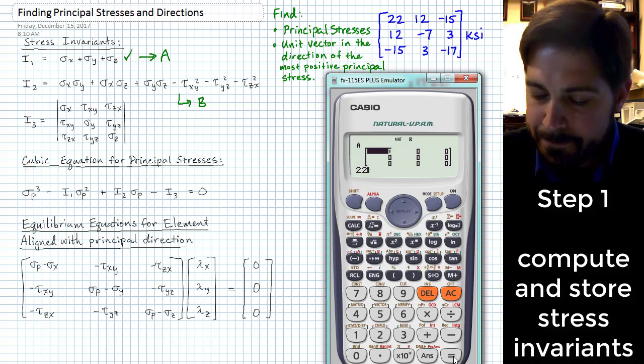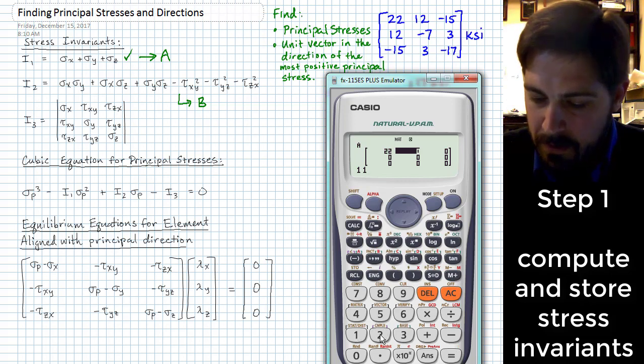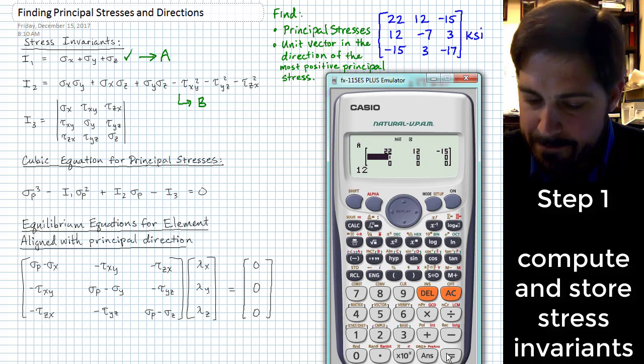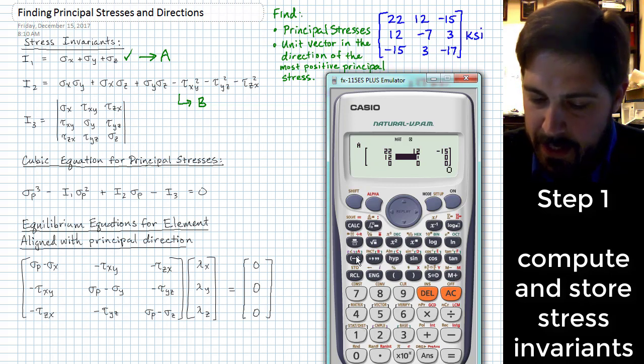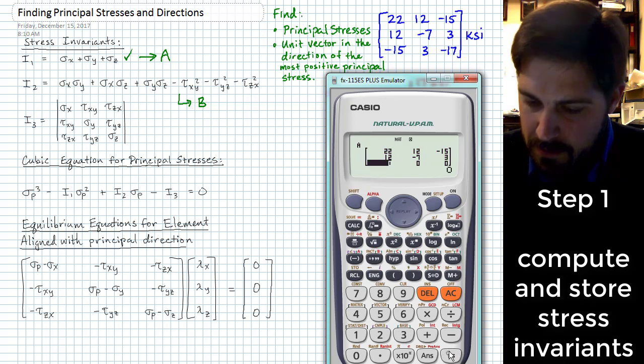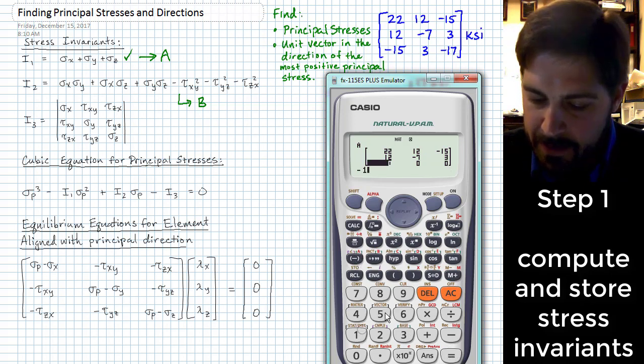We just need to enter the values of this stress tensor in here. So we have 22, 12, negative 15. Here we will have 12 again, then negative 7, and 3. Over here we'll have negative 15, then 3 again, and here we'll have negative 17.